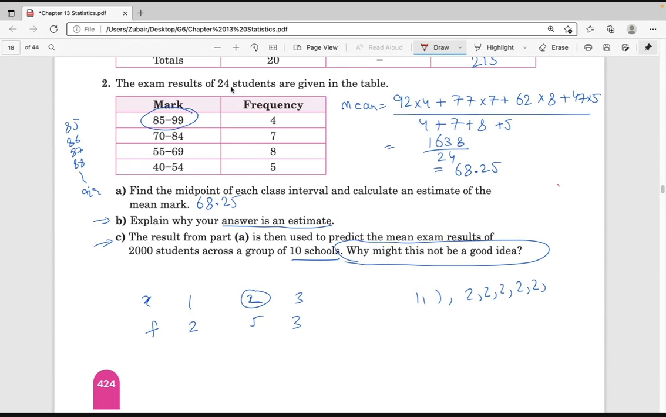And meanwhile, I did the same mistake. I should have used 24 directly. I missed the data. Okay, we calculated this mean and then we are predicting the result for 2000 students across 10 schools. Why is this not a good idea?